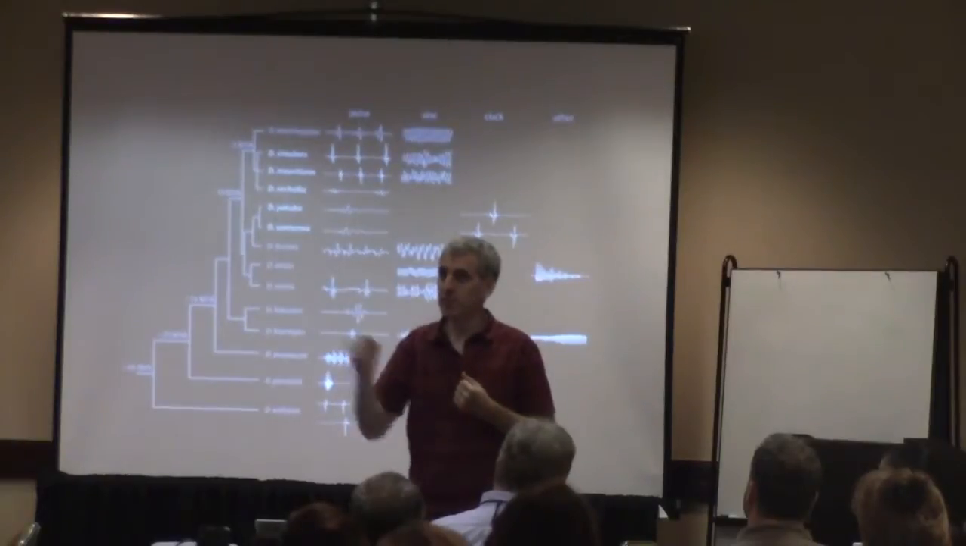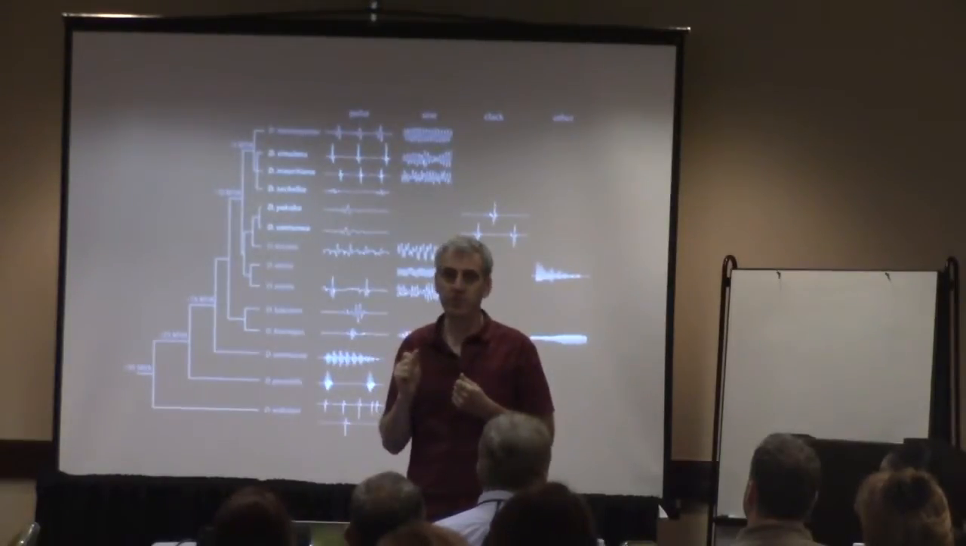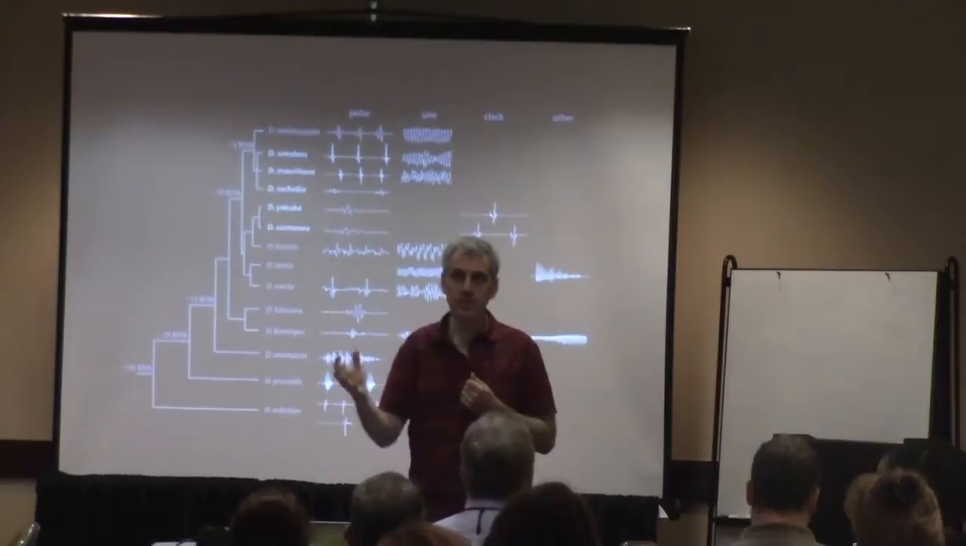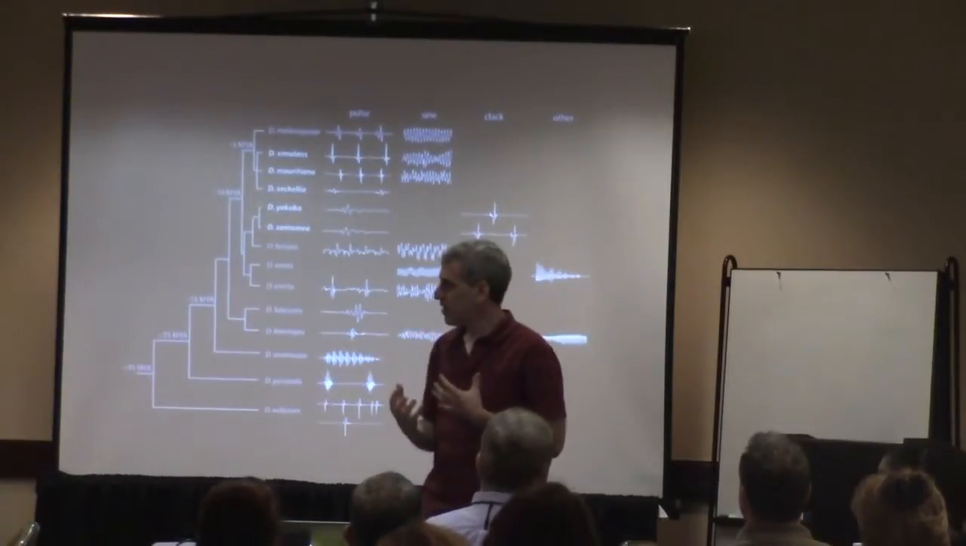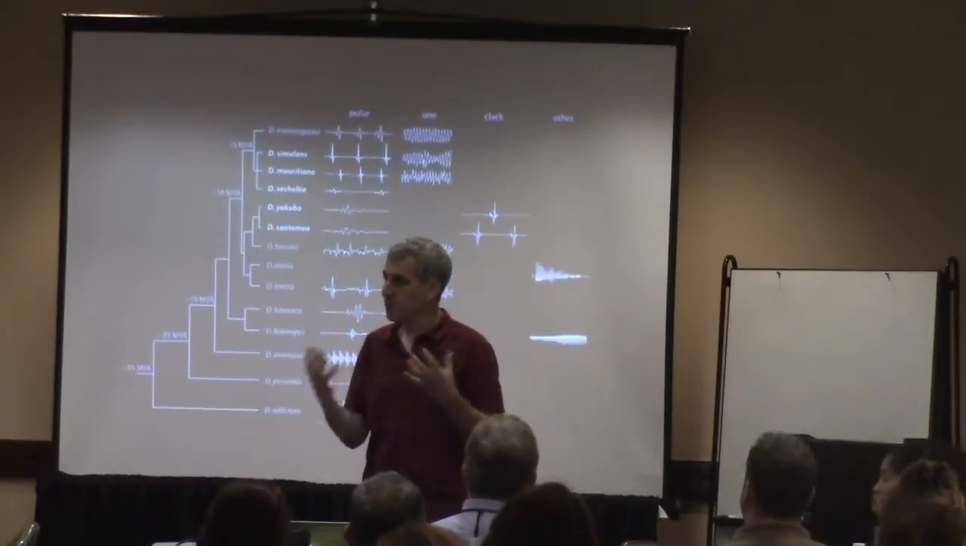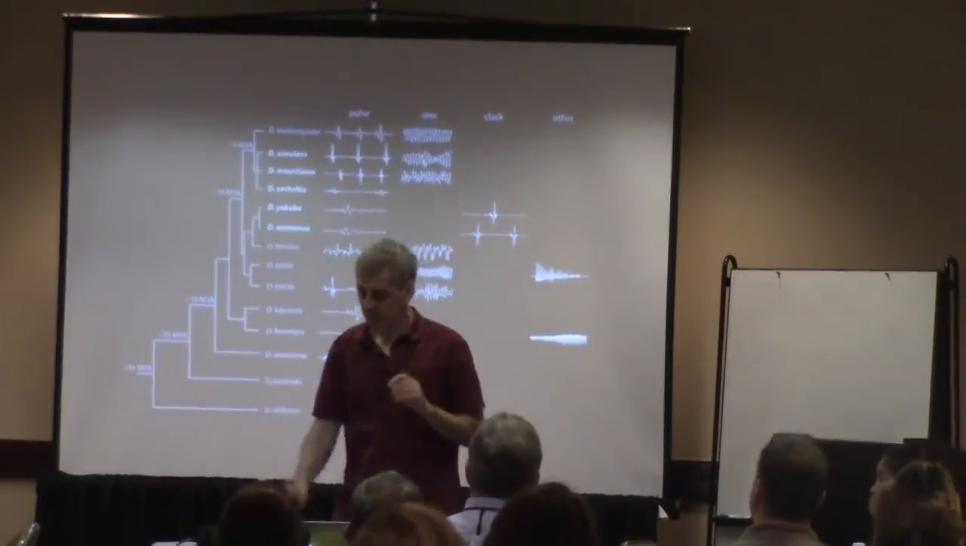Drosophila melanogaster and simulans diverged about 5 million years ago. Humans and chimpanzees diverged about 5 million years ago. We share many things in common with chimpanzees, but we also differ in many ways. And it's those differences that I'm most interested in.